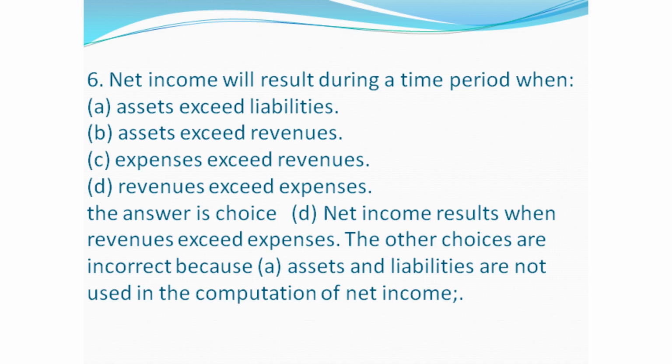Net income results when revenues exceed expenses. The other choices are incorrect because A. Assets and liabilities are not used in the computation of net income. B. Revenues, not assets, are included in the computation of net income. And C. When expenses exceed revenues, a net loss results.